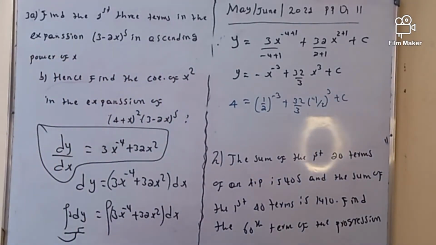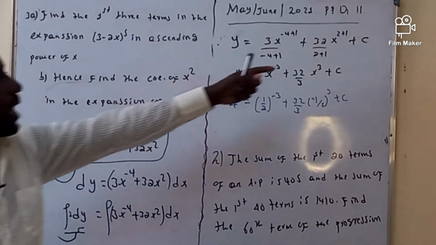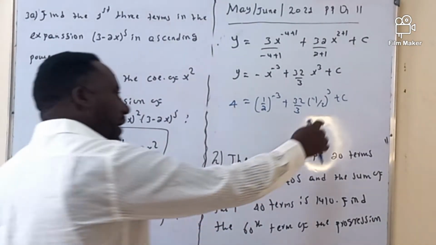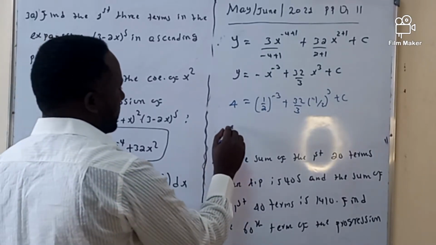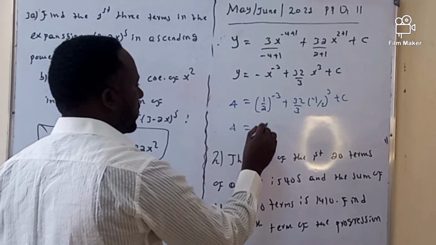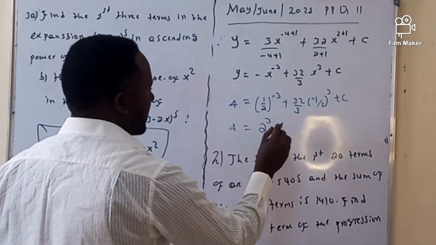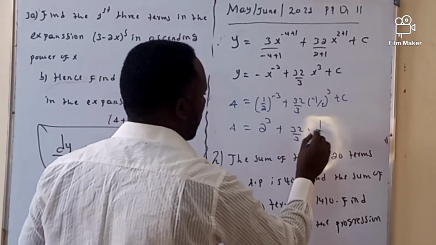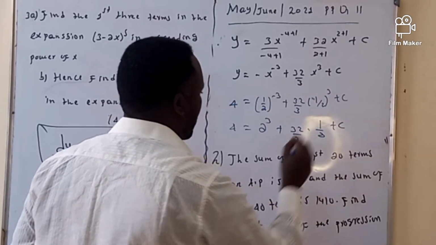Now, in order to find c, let's simplify this problem. This is 4. You can take the reciprocal, which is 2 raised to 3, plus 32/3 times this, which is going to be 1/8, plus c.